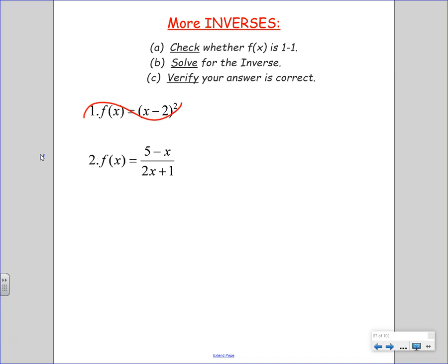It's the very first thing we're supposed to do. We're supposed to see if it's 1 to 1. Do you guys know what the graph looks like? I know what number 1 looks like. It's a parabola and it fails. What about number 2? It is a line. It's a line with a hole. Not many people would know that though.